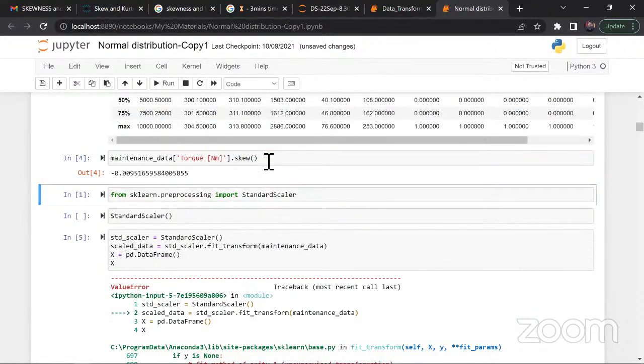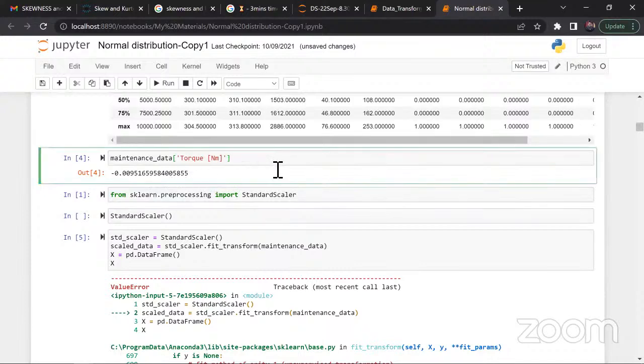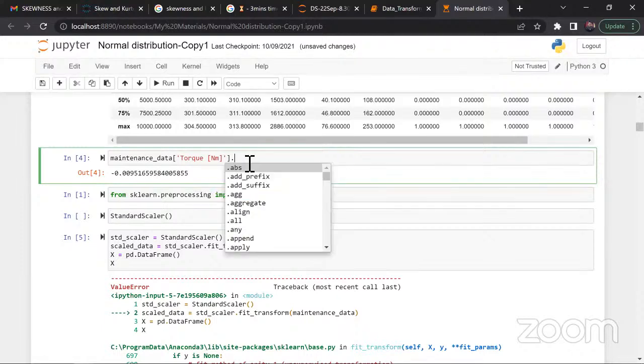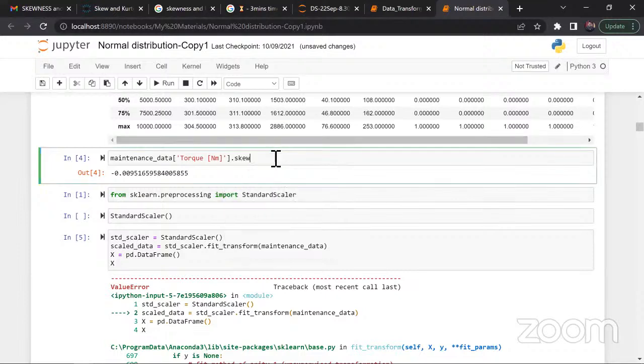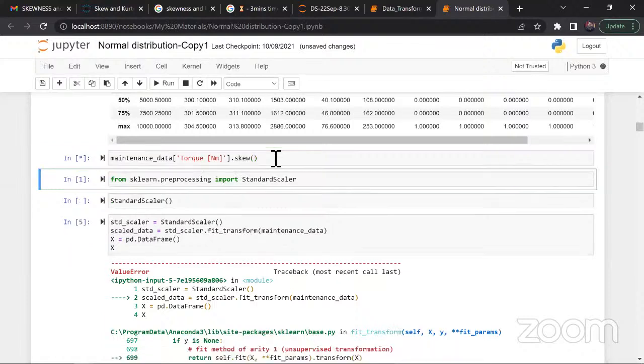If you pick up this one particular column and give a dot and press the tab button, you will see a list of functions. You can see kurtosis as one of the functions. Kurtosis and kurt are the same thing. And if you scroll down, you'll see skew. Let me click on skew, which is a function, and press shift enter.